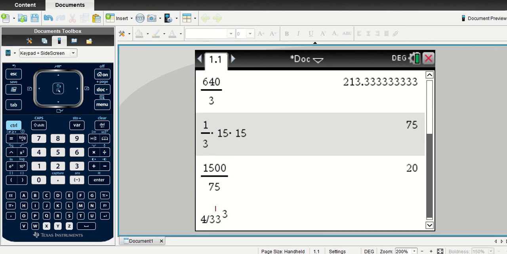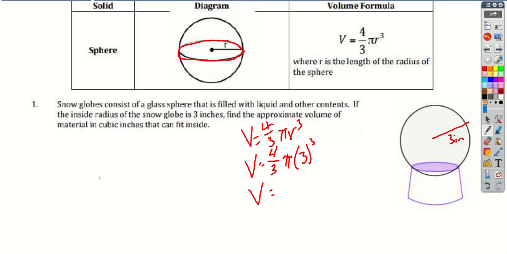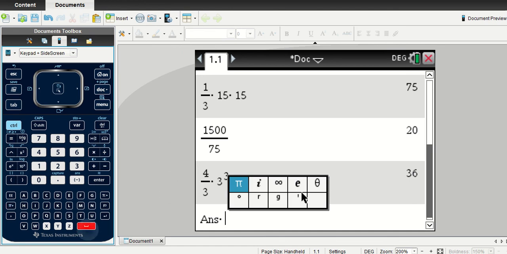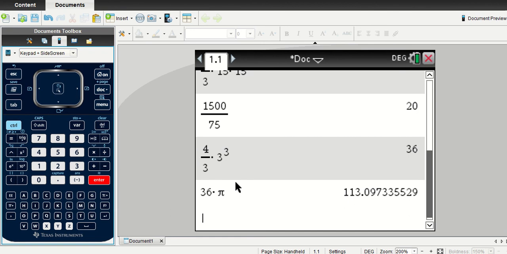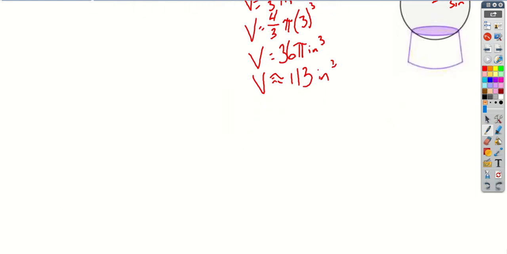Okay, and we're probably going to want to put times in there. So we're going to get 36 pi. This is our exact answer. If you wanted to go ahead and do times pi here, you can get the decimal answer. And then we could say it's about 113 because it says approximate. So it's approximately 113. All right, and then this is inches cubed for the volume. All right. And that is it for that one.